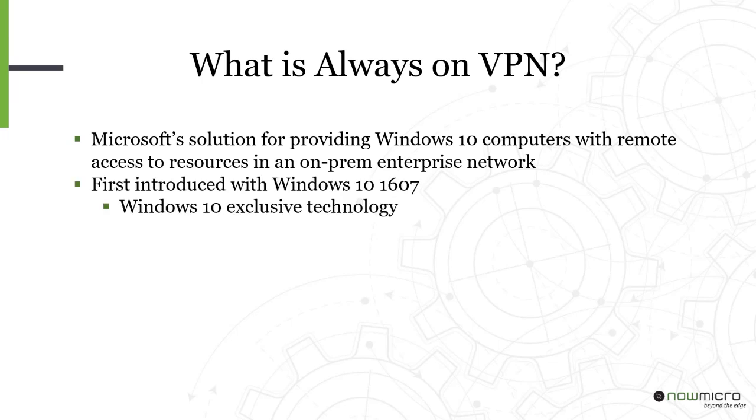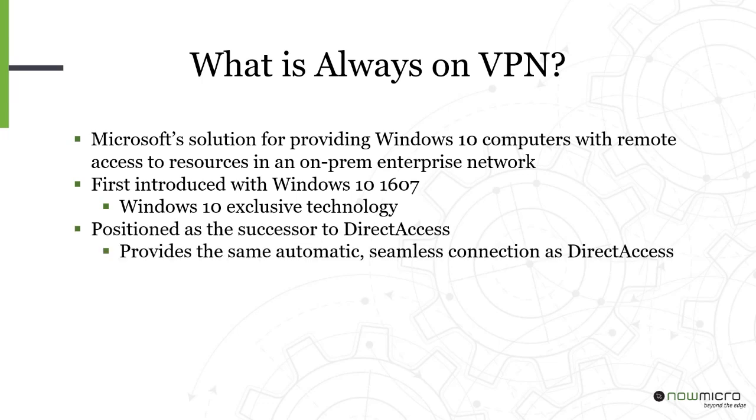Always On VPN was first introduced with Windows 10 1607, and it is a Windows 10 exclusive technology. It won't work with earlier releases of Windows 10, so like 1511 or 1507. Not that anyone should be on those anymore anyways. And it also won't work with older releases of Windows like Windows 8.1 or Windows 7.